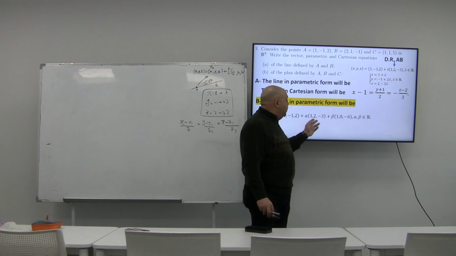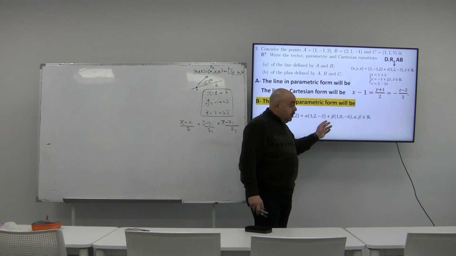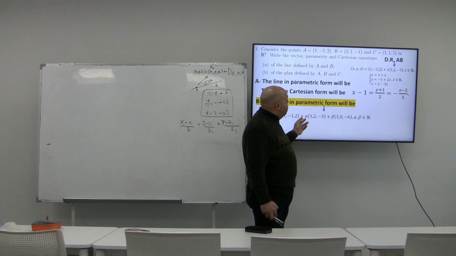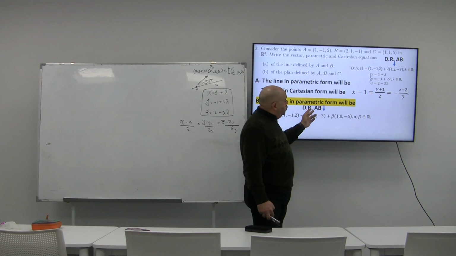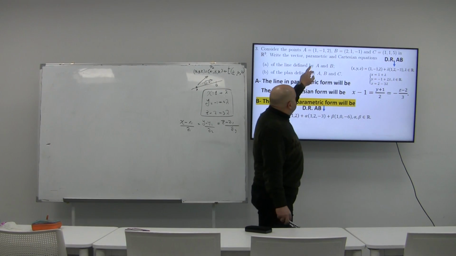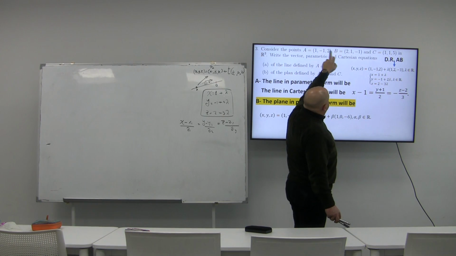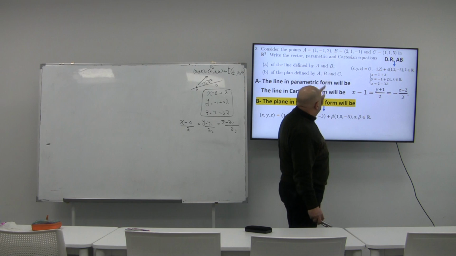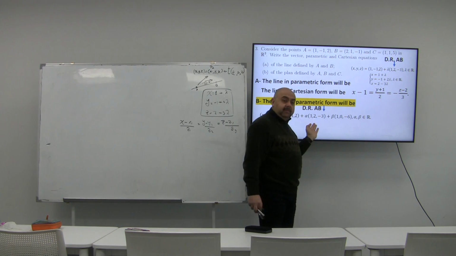The first is alpha, and the second is beta. The first, which is alpha, will be multiplied by the direction ratio, let's say of A and B. So once more, 2 minus 1, and 1 minus negative 1, and negative 1 minus 2, which is going to be the direction ratio of A and B.